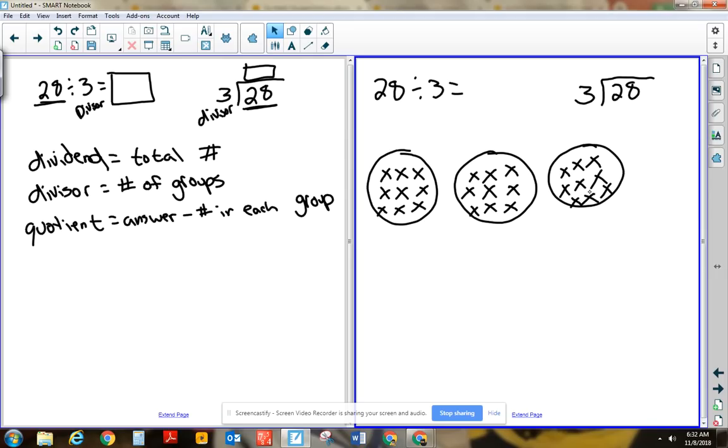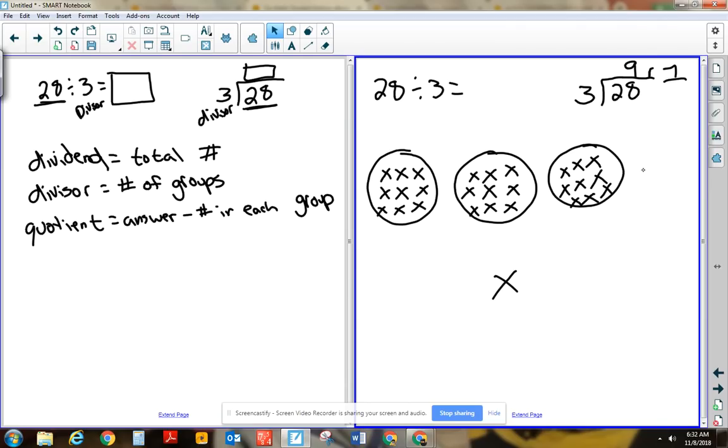So we have 27, right? But we have 1 left over. It doesn't really fit. I can't divide it up into the groups. I got 1 left over. So I know that each one of these groups has 9 in it. Each group has 9, and I'm left with 1 remainder, 1 remaining x. So 28 divided by 3 is 9 with a remainder of 1.